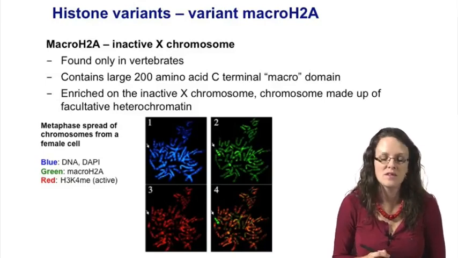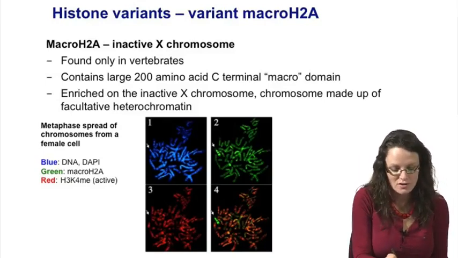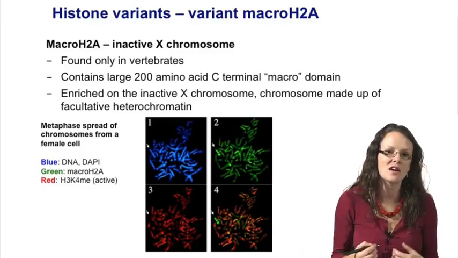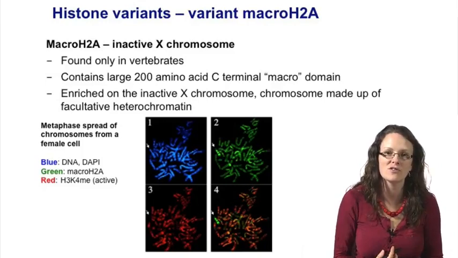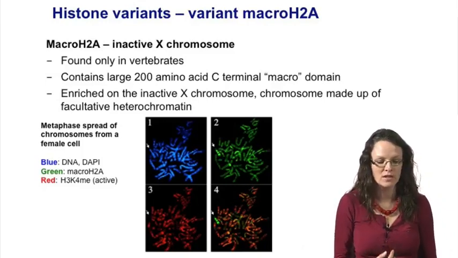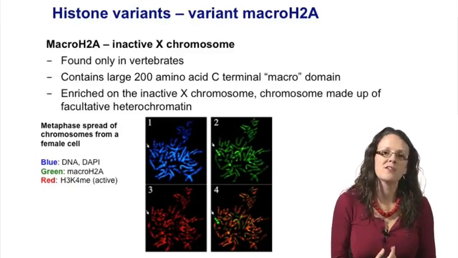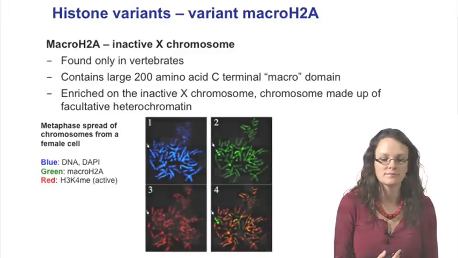So you'll also remember that the inactive X chromosome is made up of facultative heterochromatin. That is, it's not the same in every cell type. It can vary because it could be either the paternal or the maternal X chromosome that is silenced, and that can vary by cells within each cell. So it's possible that macro H2A is found with other forms of facultative heterochromatin as well.